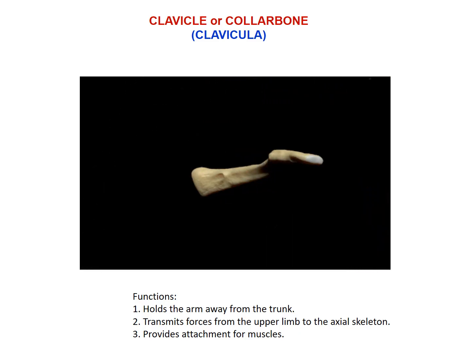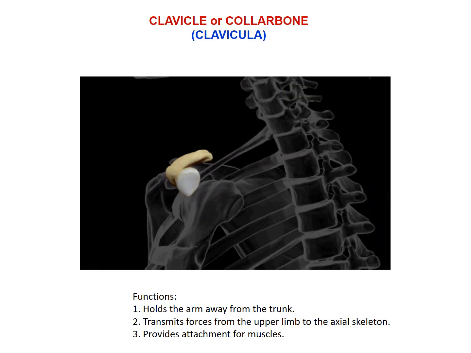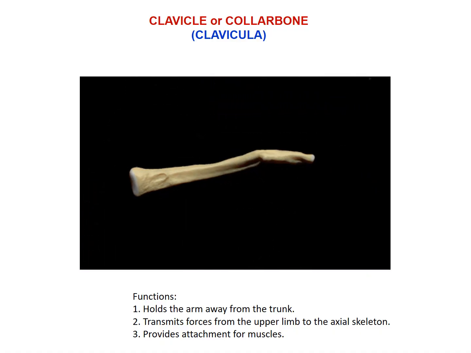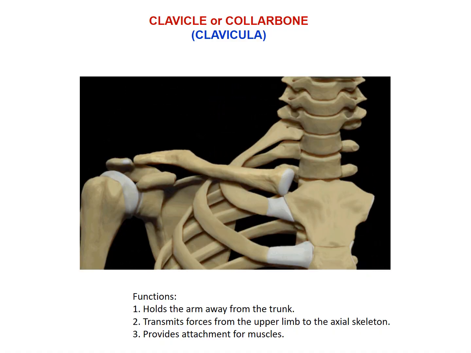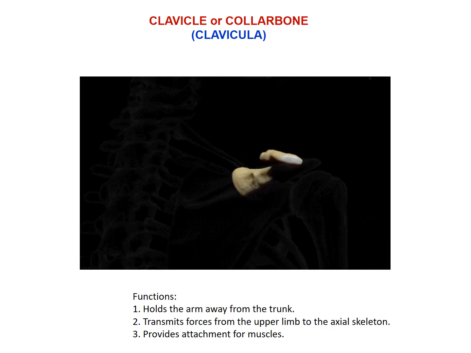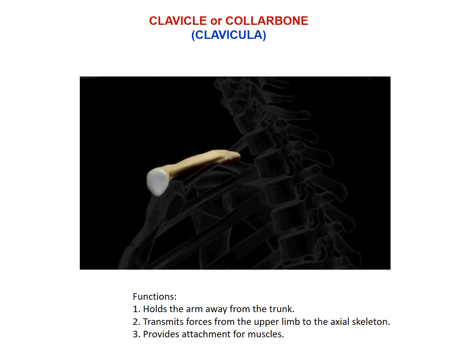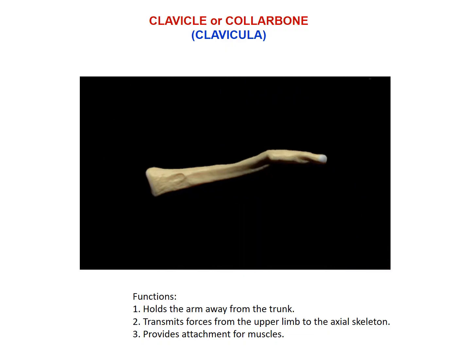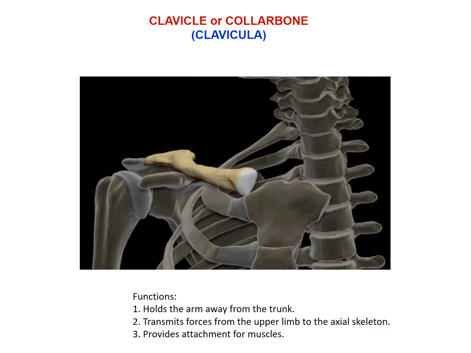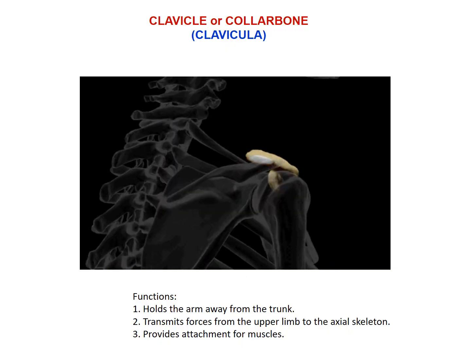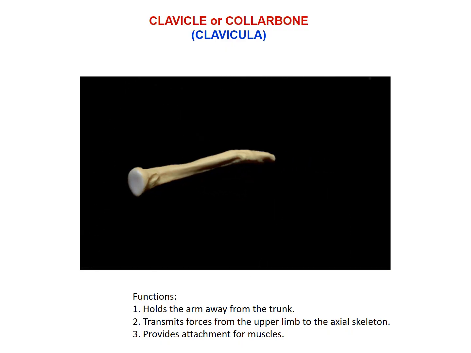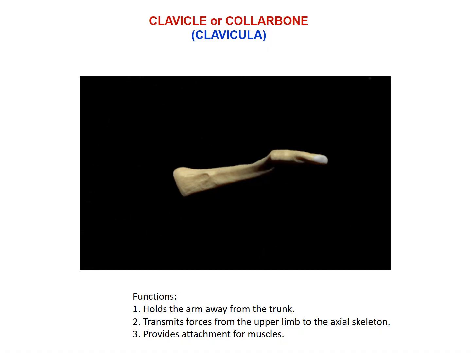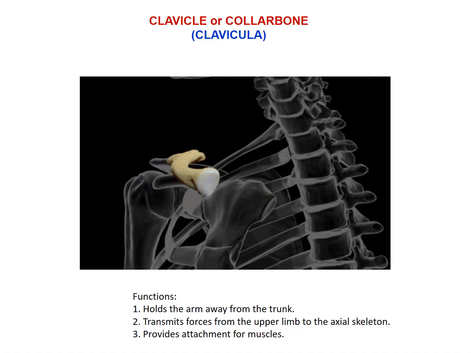The clavicle or collarbone, in Latin clavicula, is located horizontally on the anterior aspect of the body at the junction of the root of the neck and trunk. It articulates medially with the sternum and first rib cartilage and laterally with the acromion process of the scapula. It is subcutaneous and hence it can be palpated through its entire extent. It is the only bony attachment between the trunk and upper limb.